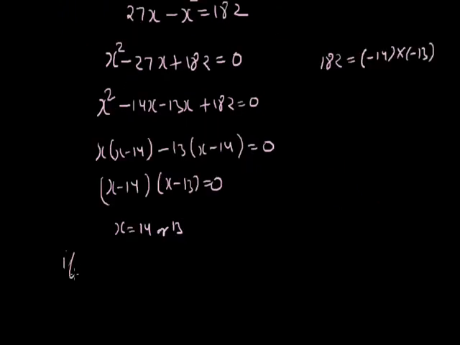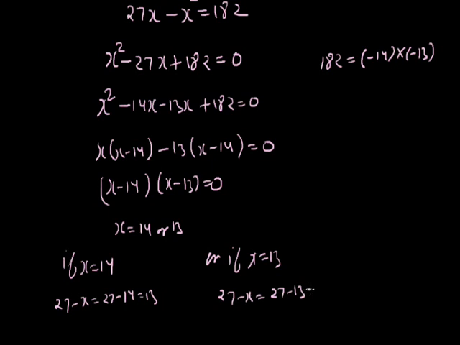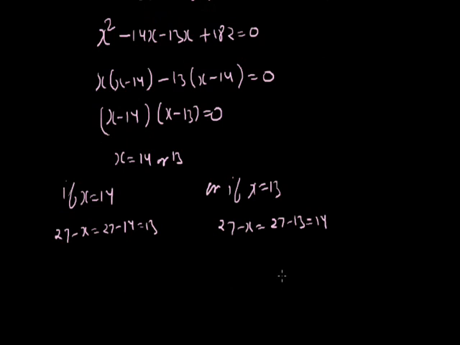So if we take x equals to 14, then the other number is 27 minus x, that is 27 minus 14, that should be 13. Or if x equals to 13, then the other number is 27 minus x, that is 27 minus 13, that is 14. So the numbers are 13 and 14. Their sum is 27 and their product is 182. So the answers are 13 and 14 for this question. Now let's move to the next question.